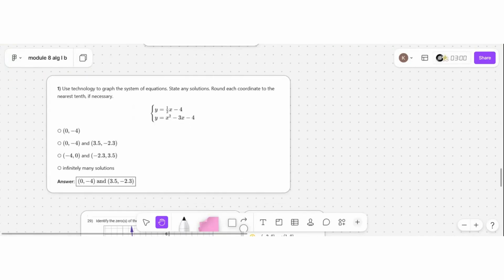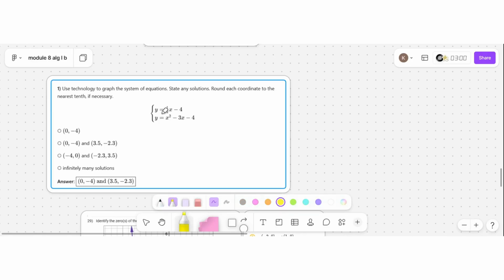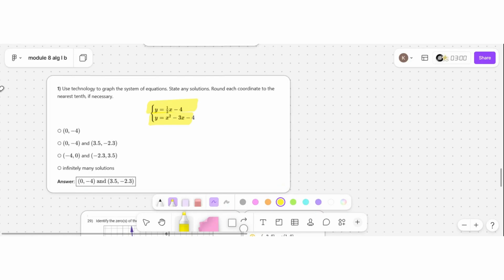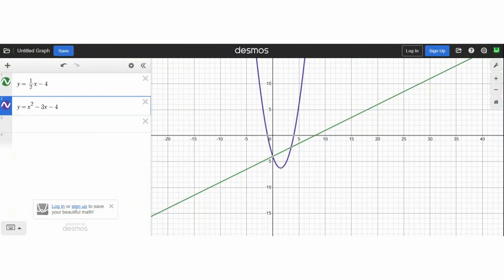Okay, let's look at the next one. The next one says use technology to graph the system of equations, state any solutions, round each coordinate to the nearest tenth if necessary. So you see we have these two here. Whenever you see a problem like this, we're going to type these into Desmos on their own line. So what that looks like is like this.